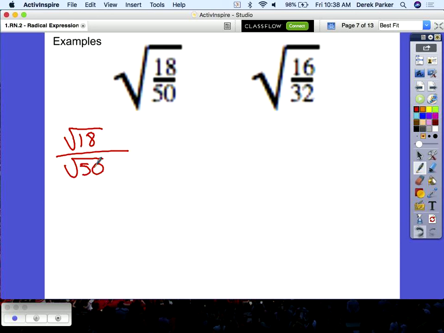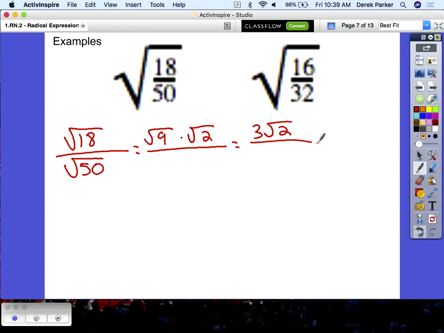And I'm going to baby step this. I'm going to do the 18, and then I'm going to come back and do the 50. So I'm going to break this apart into the square root of 9 times the square root of 2, because 9 is a perfect square, so I'm going to break that apart. Square root of 9 is 3. Square root of 2 cannot do anything else. My numerator is finished. Now let's break apart the 50.